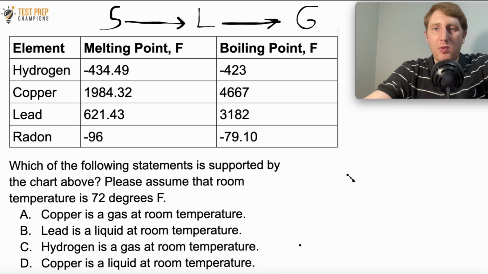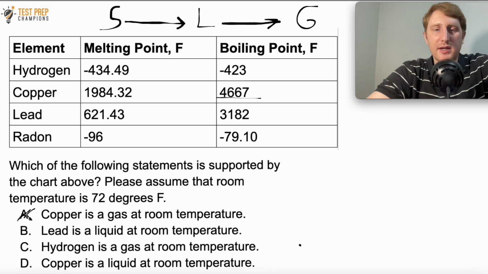And the boiling point is that temperature in which there's a state change from a liquid to a gas. So is copper a gas at room temperature? Let's look at the boiling point from our chart. Based on our chart here, the boiling point for copper is 4,667 degrees. So at room temperature, if it's 72 degrees, the temperature is not high enough for copper to boil because the boiling point for copper is 4,667 degrees.